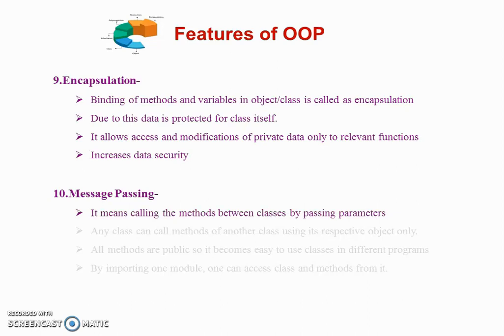The next feature of OOP is known as message passing. It means calling the methods between the classes by passing the parameters. So in OOP, message passing is always done through the methods or functions. If one class wants to communicate with another class, communication can be held with the help of only the methods. So this concept is known as message passing.